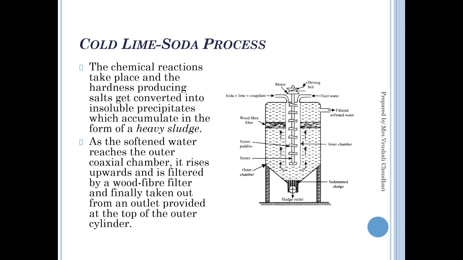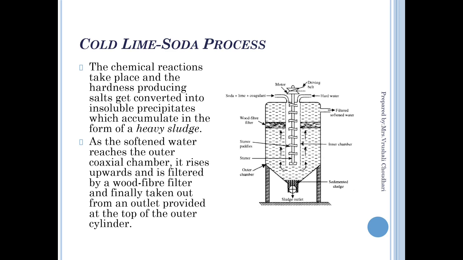When we are adding soda and lime from the top, and it is going to the bottom, in the whole process it is going to mix with the hard water which is containing calcium and magnesium salt, and it will form an insoluble precipitate. Initially hard water is containing the soluble salts and that is converted into the insoluble precipitate.